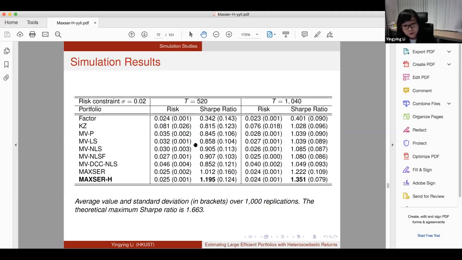So here, first of all, the Sharpe ratio of MAXER-H is indeed the highest. And then when we go from a smaller sample size to a larger one, we see improvements for all of these portfolios. And then the Sharpe ratio for MAXER-H becomes even higher. So the maximum Sharpe ratio in this simulation is 1.66. And then MAXER-H when T equals 520 is about 70% of the maximum Sharpe ratio. And then when T becomes larger, it is about 80%. So that's the simulation studies.